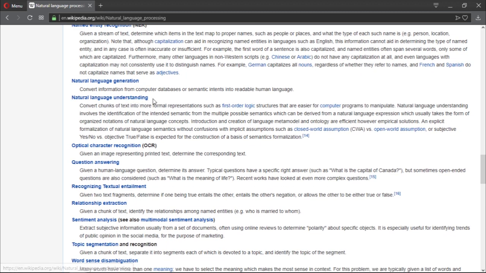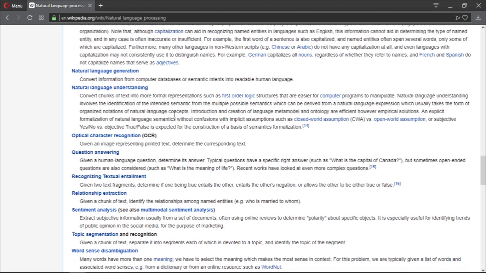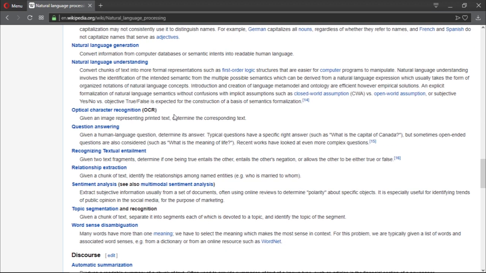Natural language understanding, which is pretty much understanding a sentence in order to be able to do something like a query or something like that. Then there is question answering, which is pretty awesome, by the way. It's very awesome. Okay, so this is just the basics, guys.